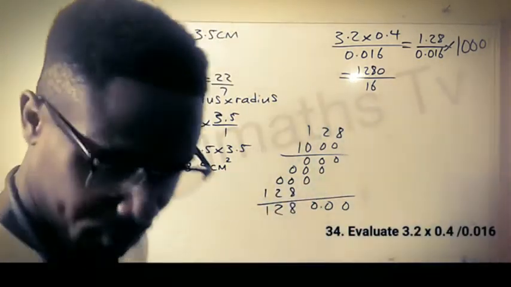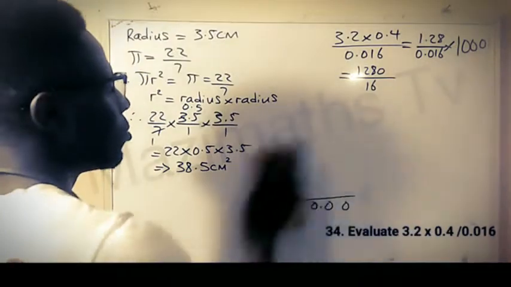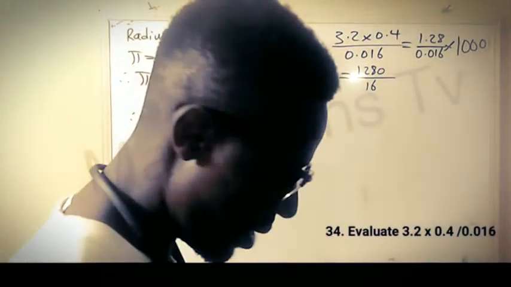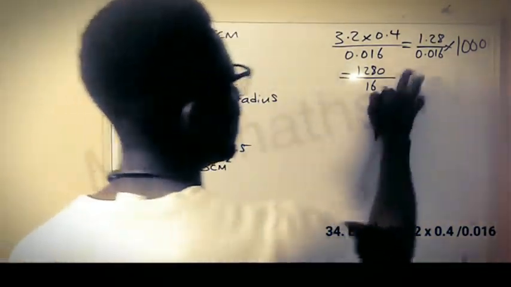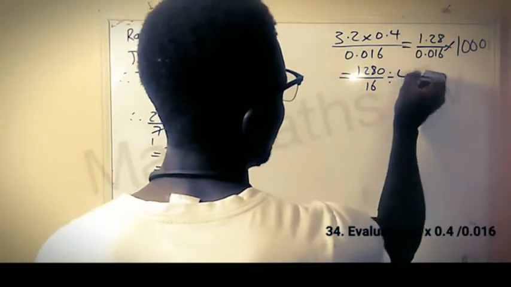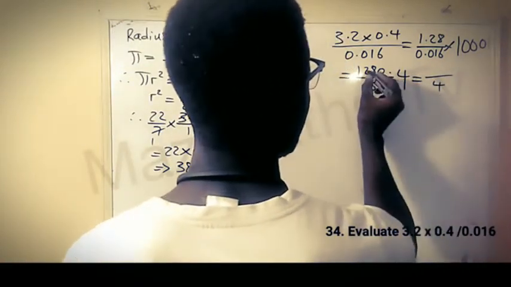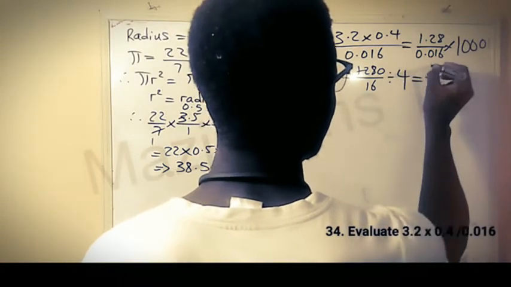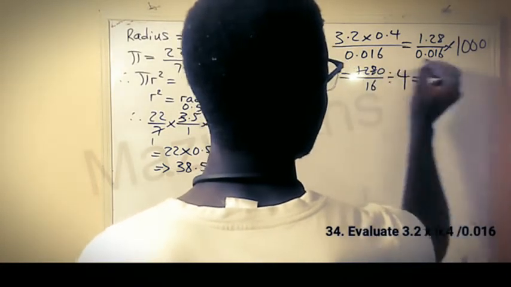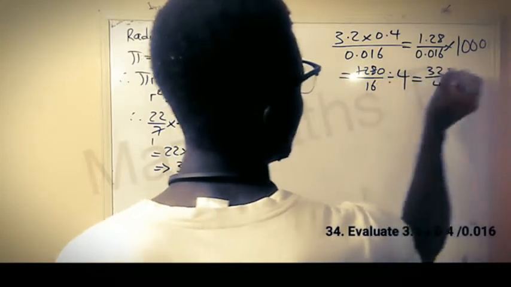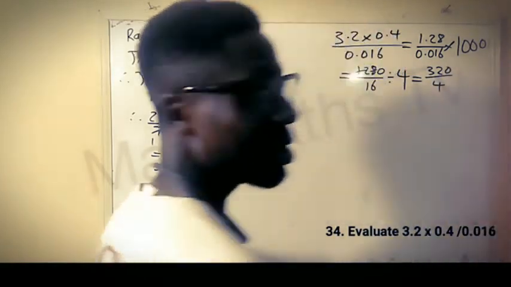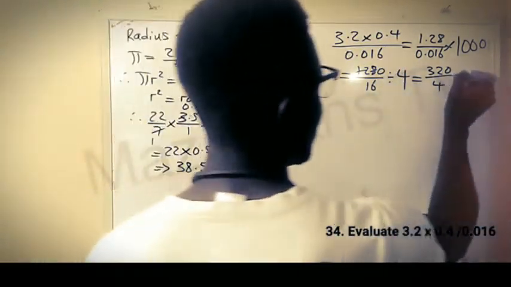1280. Now, let's divide. Both top and bottom numbers can be divided by 2, 4, and 8. So I will start with 4. 4 in 12 first, you have 3. 4 in 8, that is 2. Remember, 4 cannot divide 0, so you put 0 here. Now we have 320 over 4. We can still divide by 4 again.